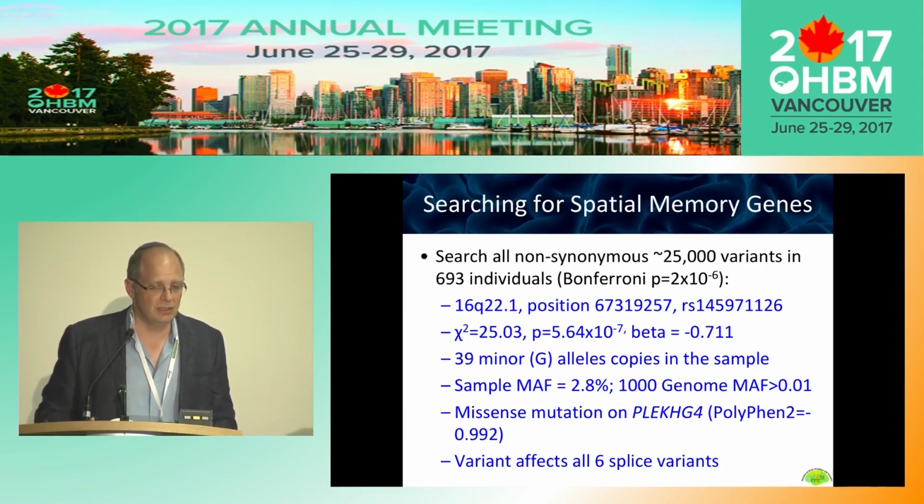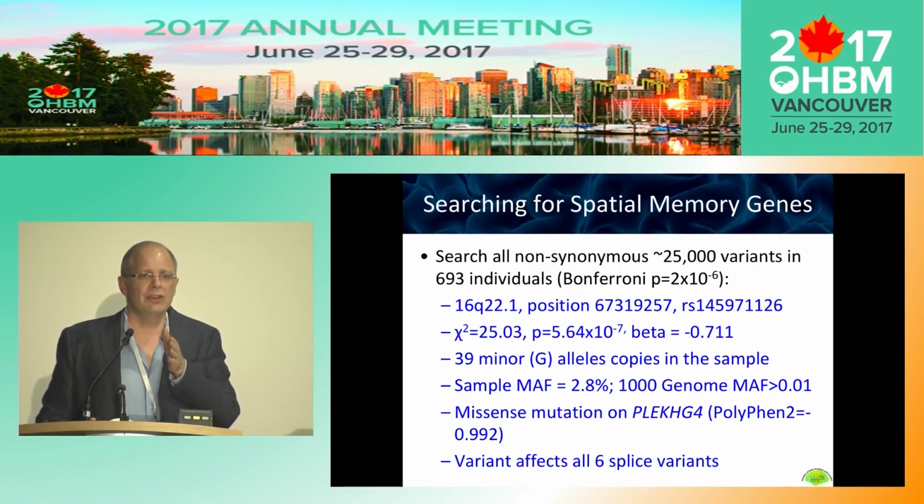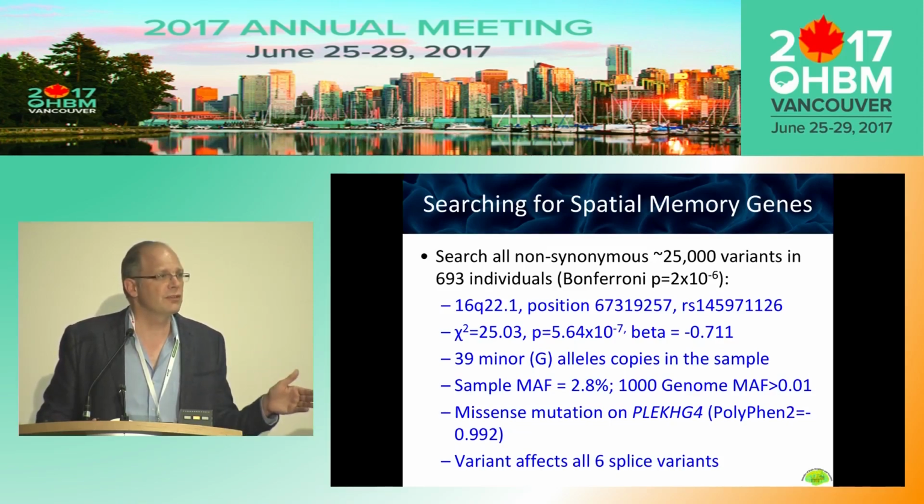And particularly, I'm giving you the effects here. The important point to note is that the beta, which in this case is represented in standard deviation units, is about 0.7. So if you have this variant, your ability on this factor is reduced by about 0.7 of a standard deviation.